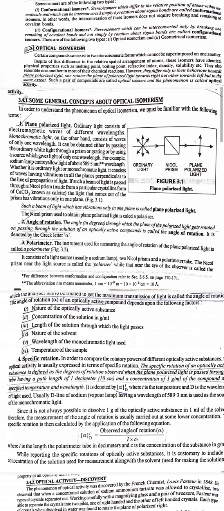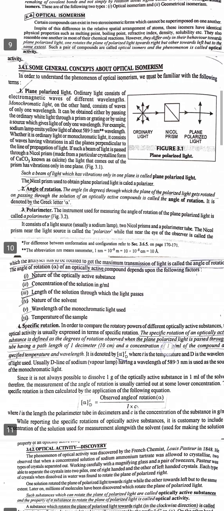The nicol prism used to obtain plane polarized light is called a polarizer. Angle of rotation. The angle through which the plane of polarized light gets rotated on passing through the solution of an optically active compound is called the angle of rotation. It is denoted by the Greek letter alpha.